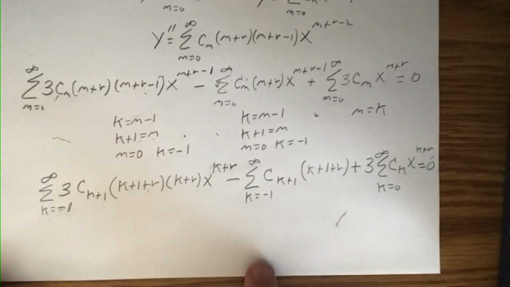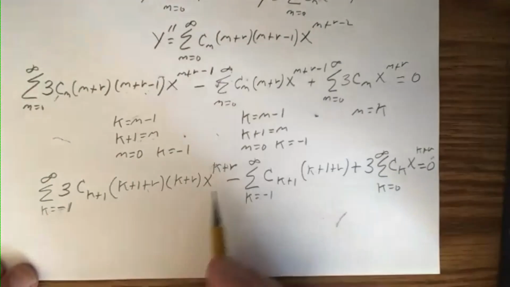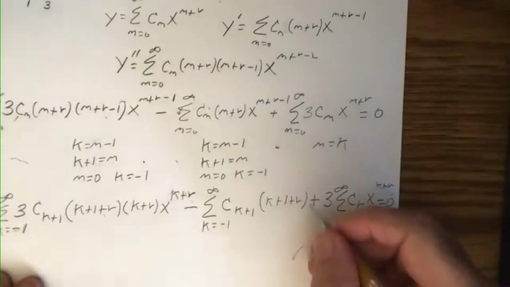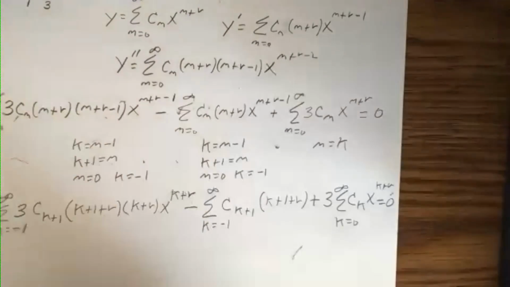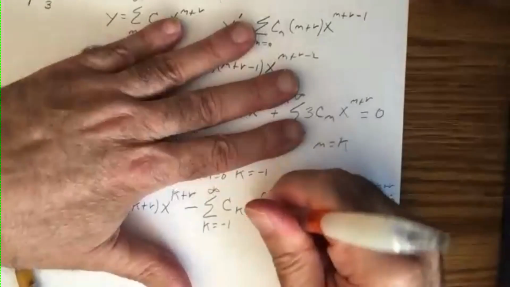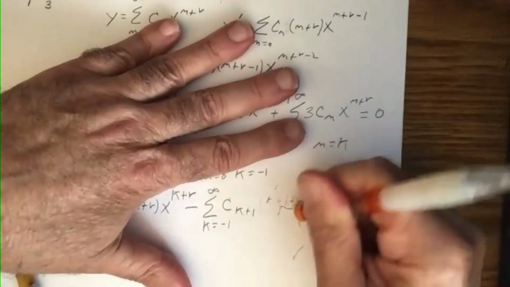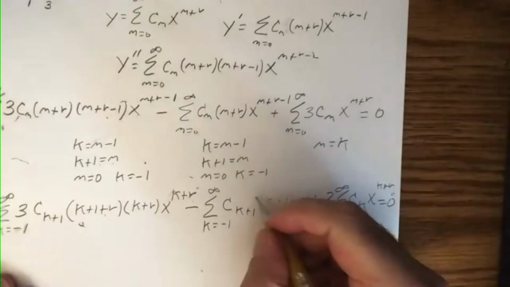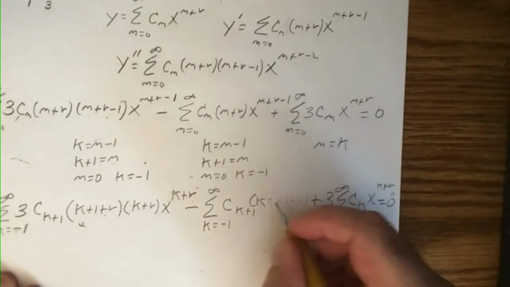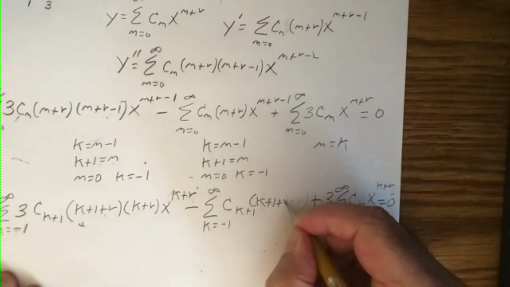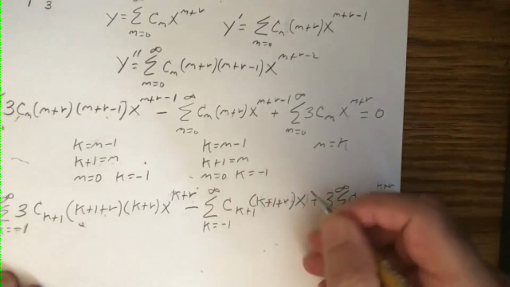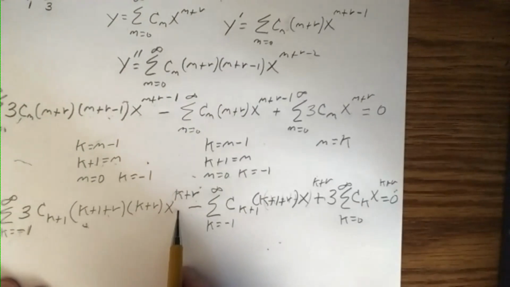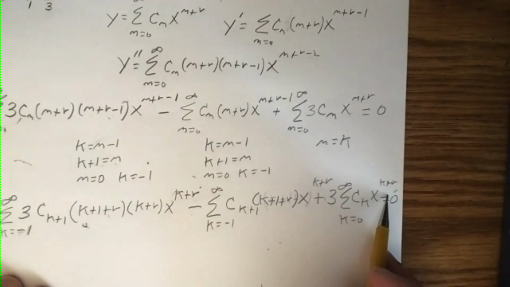All right, so now what's the next step? So now I got this X plus R here. I left out an X plus R here. I left out the X. This is going to be K plus 1 plus R, and then I got the X to the K plus R. Okay, so now I got my powers of X the same, right?